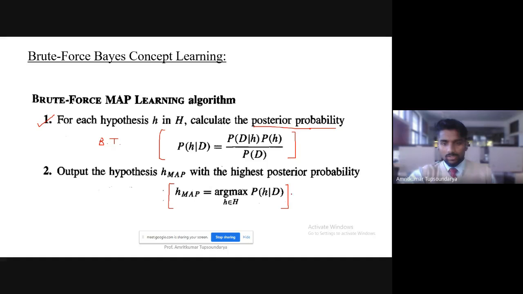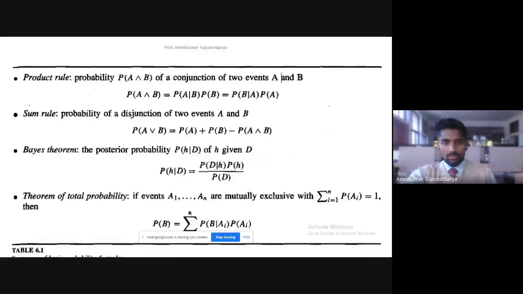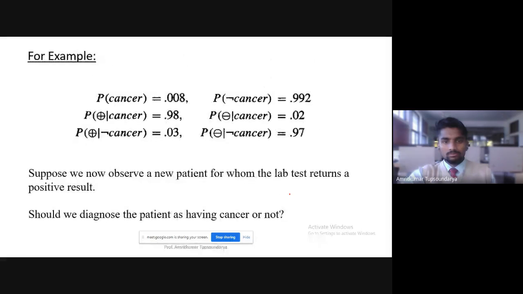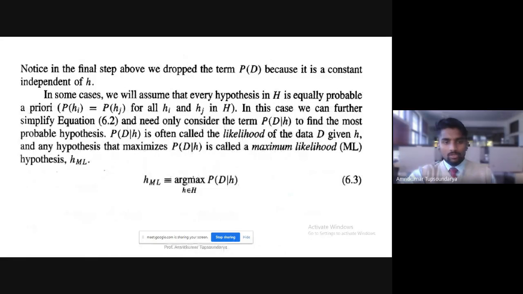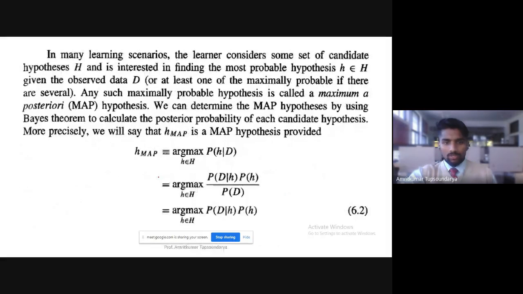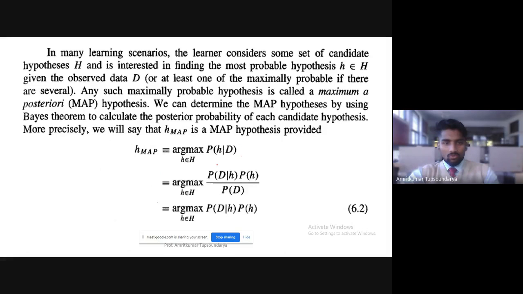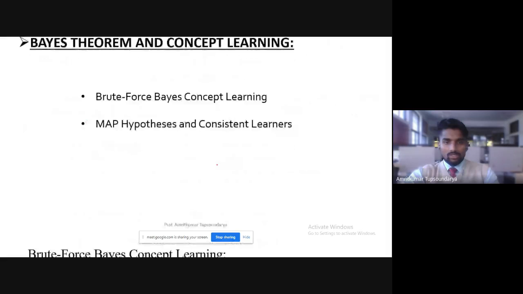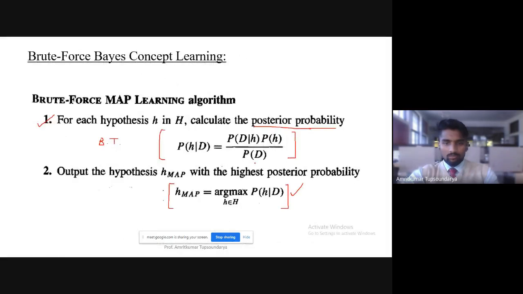Right. So we have already seen the derivation, or you can say how we landed up with this formula. Let me take you back to that slide. Yeah. So this was the formula that we ultimately end up with. That is H map is equal to the argmax over h belonging to H, where small h is an instance of a hypothesis belonging to the set of hypotheses capital H, of the probability of h given D. So with this we can get to know the maximum or the highest posterior probability.